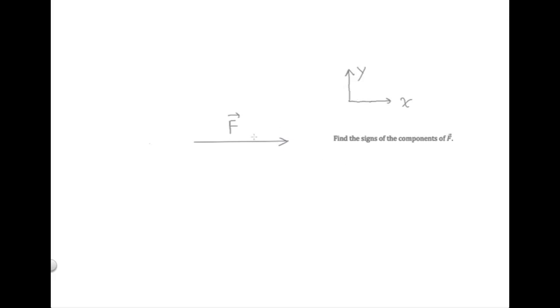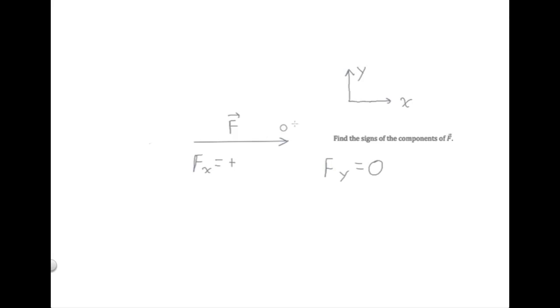Well, in this case, we have a horizontal vector that's parallel to the x-axis. So we should know that the y component is 0. Since this is parallel to the x-axis, the y component is 0. And the x component could be represented by the same arrow as the overall vector. So I can use the same arrow for the overall vector and the x component, and this is pointing in our positive direction. So the x component will be positive.